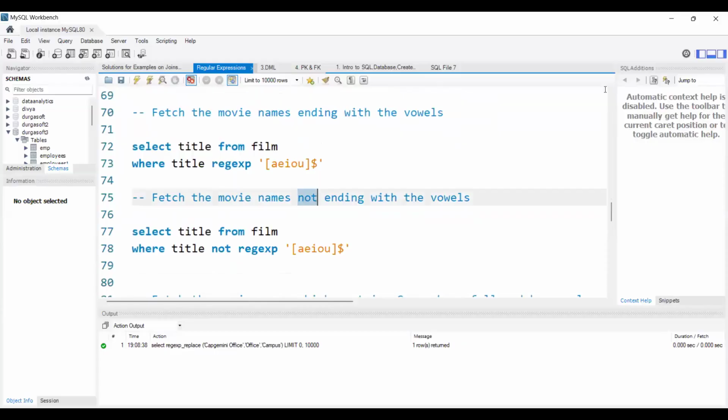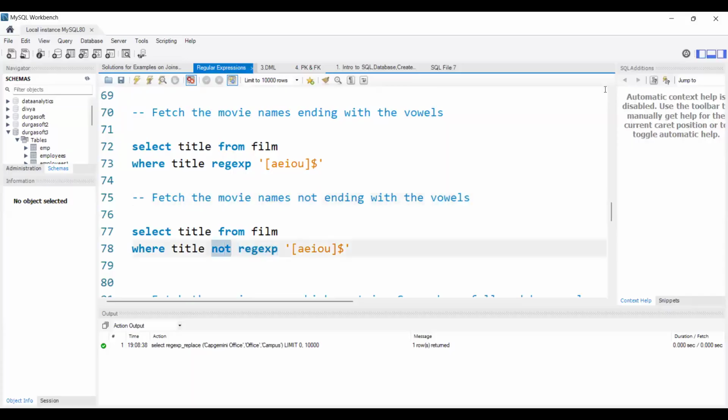Here, movie names not ending with vowels, right? Here I'm giving the condition that my movie name should not end with vowels, but we don't have any particular pattern for this. As you are thinking, till now, MySQL didn't introduce any particular wildcard for this, for not ending kind of thing. That's the reason we will use regular expressions.